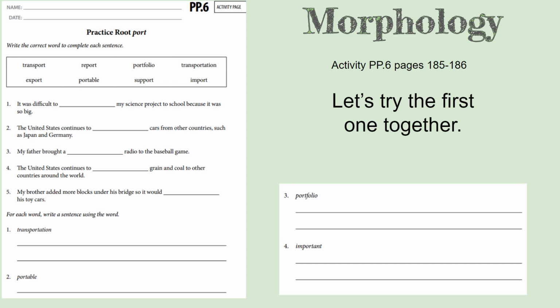Number 1, it was difficult to blank my science project to school because it was so big. Does transport, export, report, portable, portfolio, support, transportation, or import fit in that sentence? I'll give you a moment to think that through.